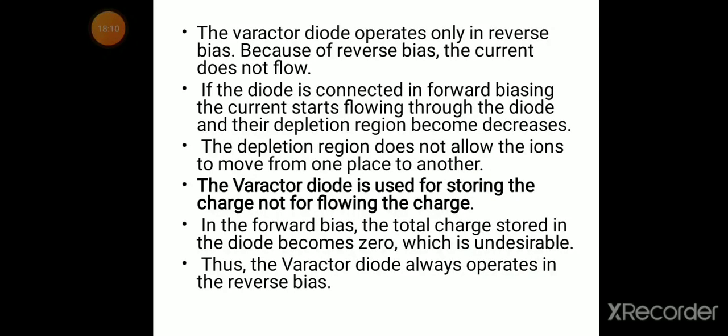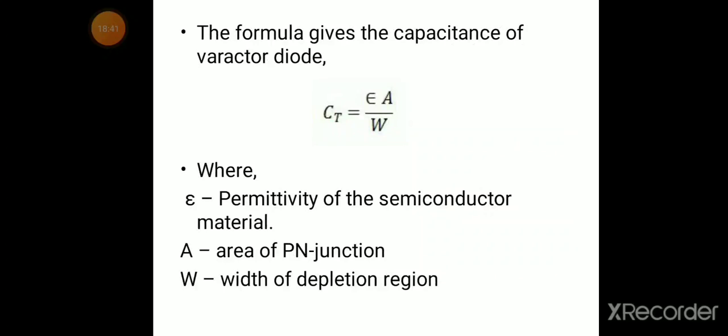The depletion region does not allow the ions to move from one place to another. The varactor diode is used for storing the charge, not for flowing the charge. In the forward bias, the total charge stored in the diode becomes zero, which is undesirable. Thus, the varactor diode always operates in the reverse bias.